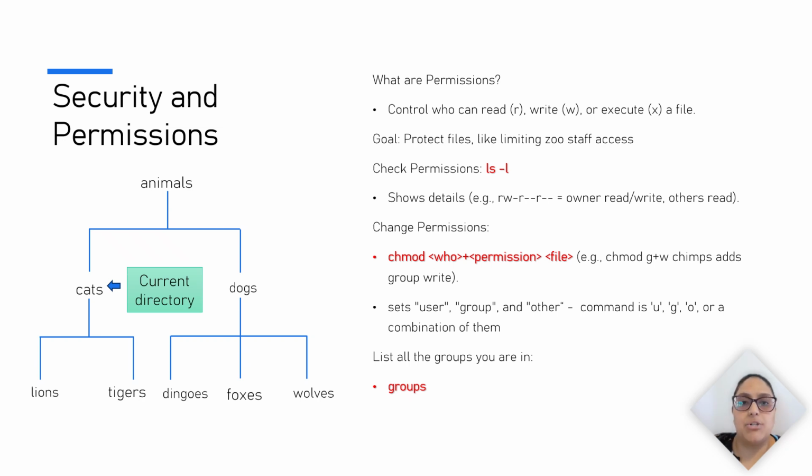To change permissions, use chmod, which stands for change mode. The command uses u, g, or o, or a combination of them, which sets user, group, or other for the permissions. For example, chmod g+w chimps gives the group write access to chimps. This keeps files safe, like protecting zoo records.